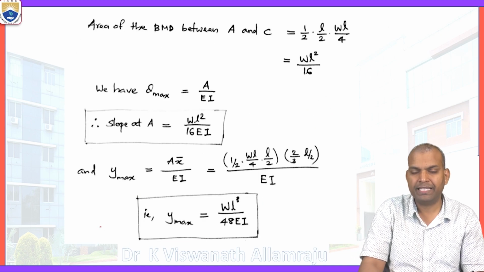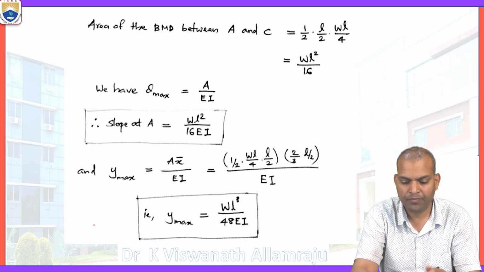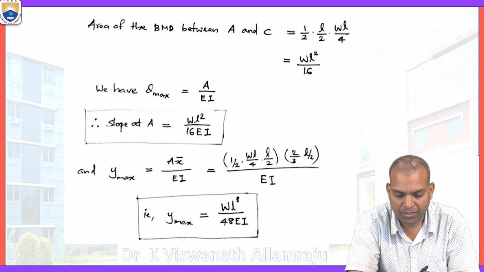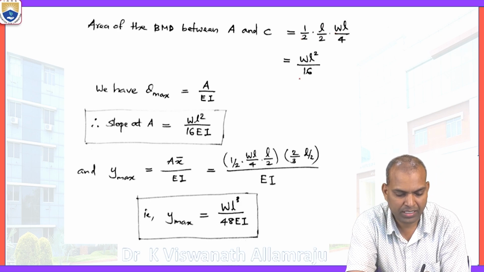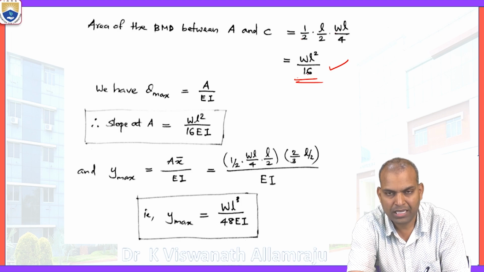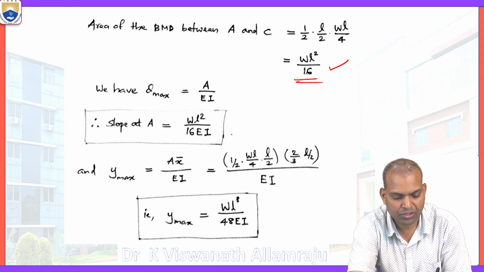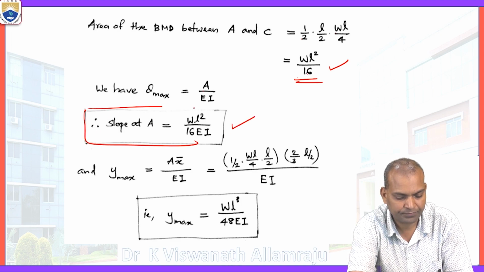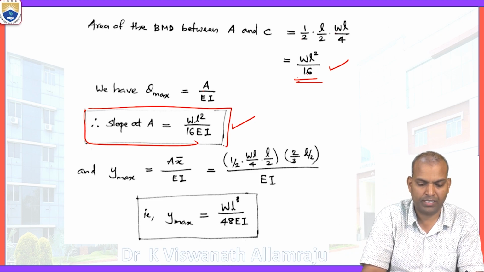We know that A by EI. What is the area of the bending moment diagram? Of L by 2 times WL by 4. That is the area of the bending moment diagram between A and C, WL square by 16. So substitute here the A value and EI, WL square by 16 EI. That is the slope at A.